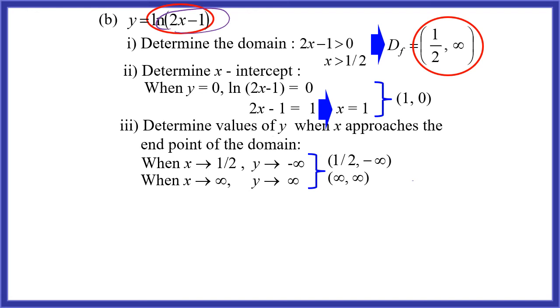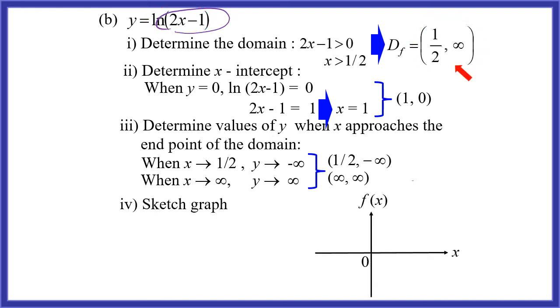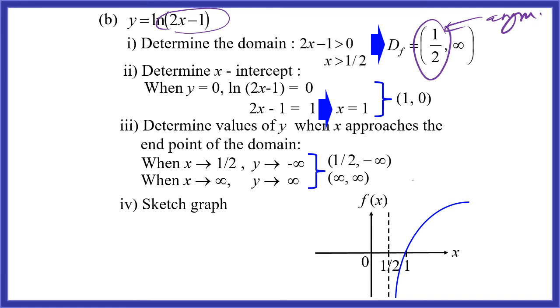So we have these points. Now to sketch the graph, we just have to plot them. First we sketch the line x equals 1 over 2, because our domain is starting from 1 over 2. So this will be the asymptote, so draw the dashed line. And then the graph will cross the x-axis at the point (1, 0). When x approaches 1 over 2, y approaches negative infinity, so it's going down. And then when x goes to the right, to infinity, y also goes up to infinity. So we have the graph here.